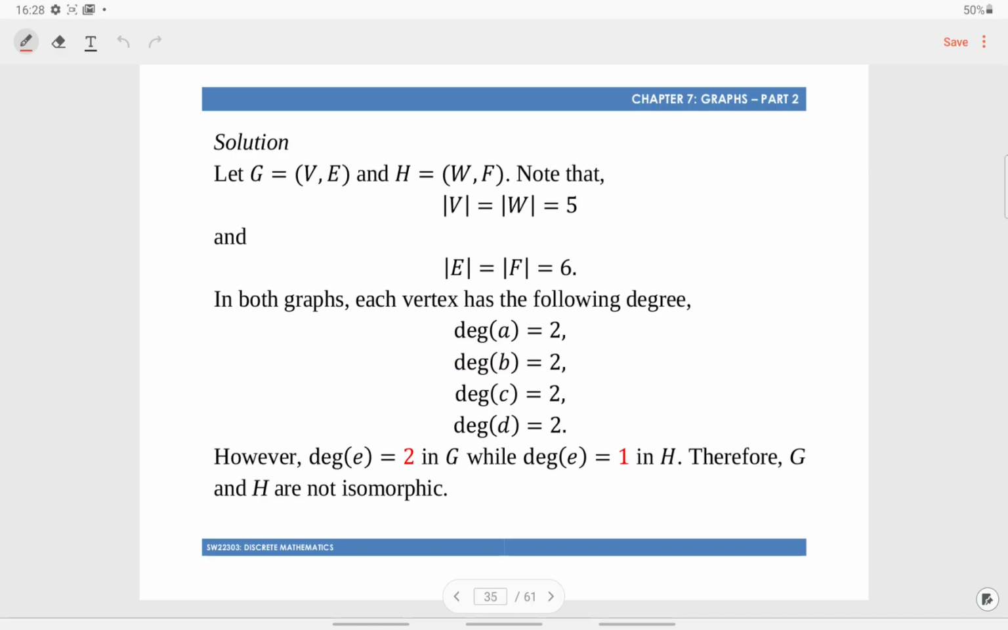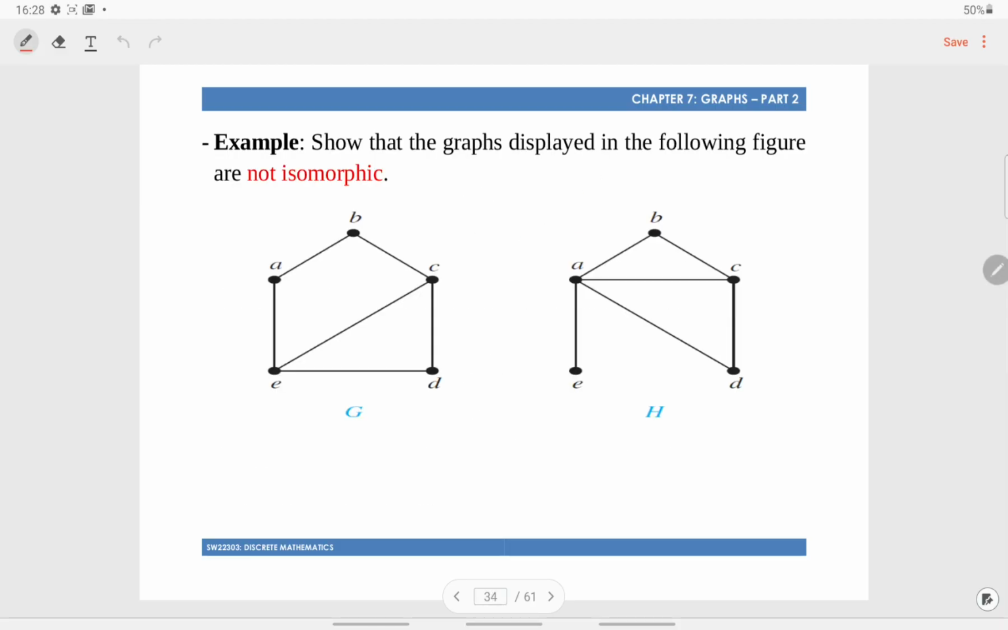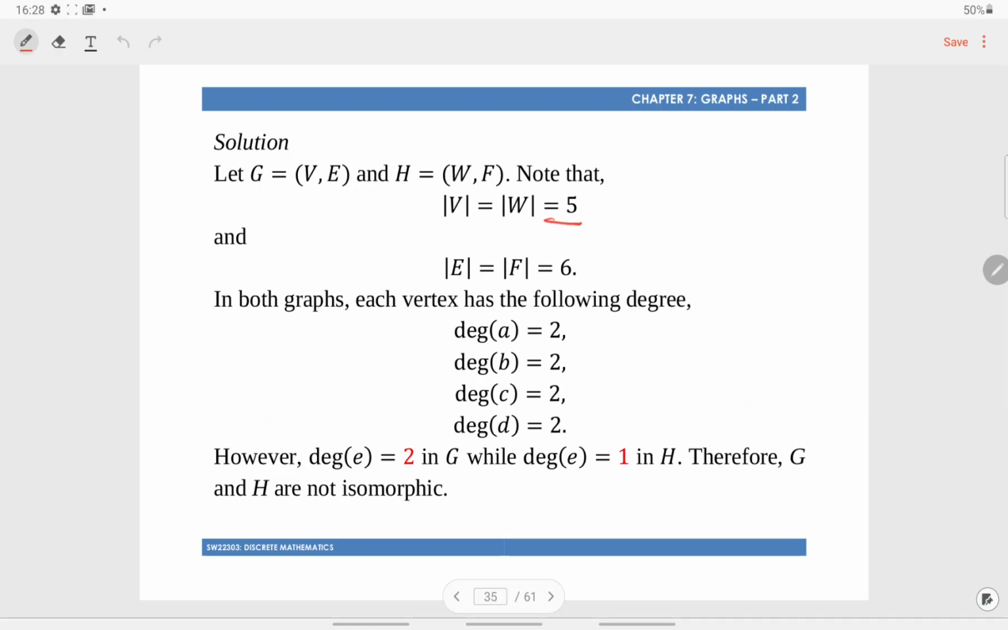Solution. Let G equal (V, E) and H equal (W, F). Note that the cardinality of the set V, meaning the number of vertices of G, is equal to the cardinality of W, the number of vertices in H. They are the same, equal to 5. Let's check. How many vertices? 1, 2, 3, 4, 5. In H, we have 1, 2, 3, 4, 5. So both graphs have the same number of vertices.